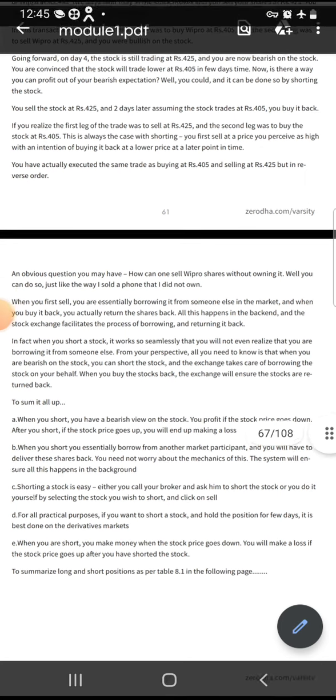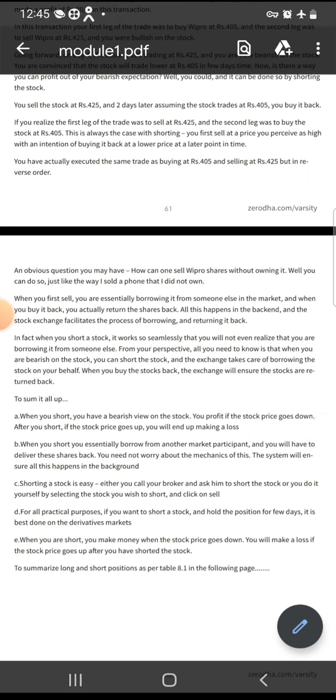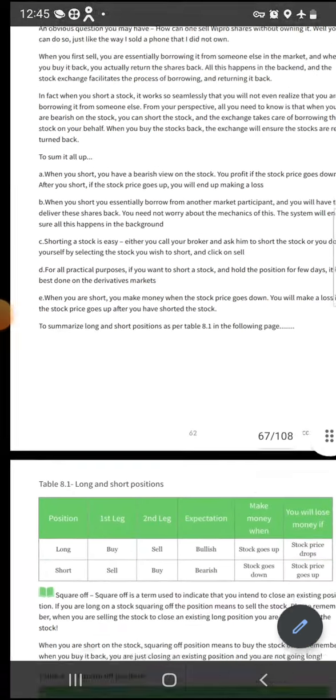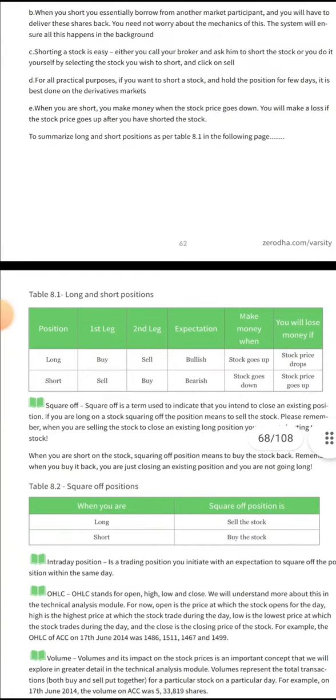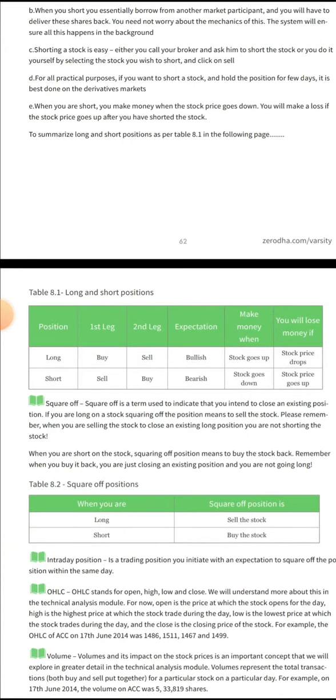To summarize, long and short positions are shown in Table 8.1 on the following page. Table 8.1: long and short positions. Position: first leg, second leg. Expectation: make money when, you will lose money if. Long position: first leg, buy. Second leg, sell. Expectation: bullish, make money when the stock goes up. You will lose money if the stock price drops.